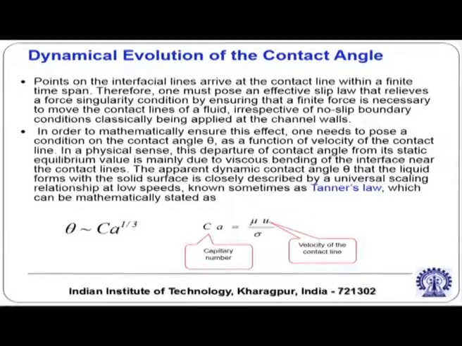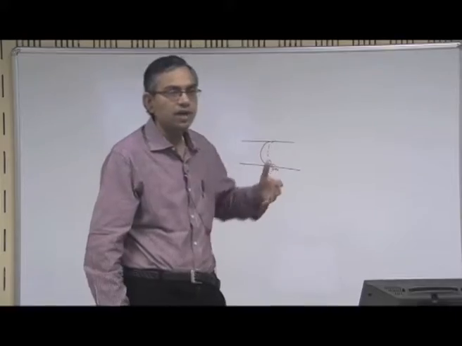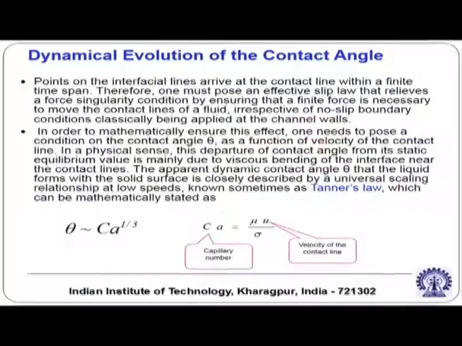What is capillary number? Capillary number is the ratio of viscous force and the surface tension force. You can see the definition is written in the view graph, that capillary number is equal to mu u by sigma. Now the contact angle therefore is a function of u, and in the mathematical formulation that we had presented, we used a constant contact angle, but in a true sense the contact angle should vary dynamically because the contact line velocity is also varying dynamically.